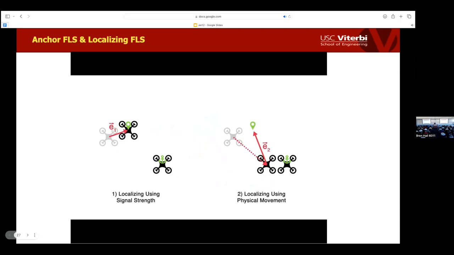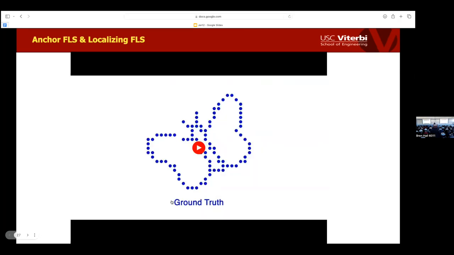Typically, the distance moved by signal strength is less than the distance moved by physical movement. The reason that's important is that with dead reckoning, signal strength is more accurate than physical movement, because the amount of movement on average by the FLSs is lower.